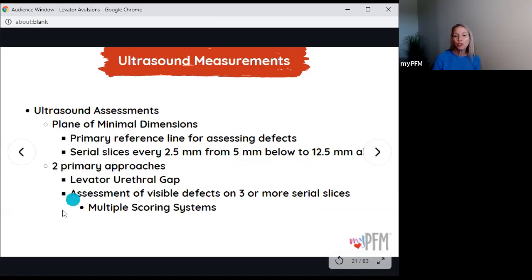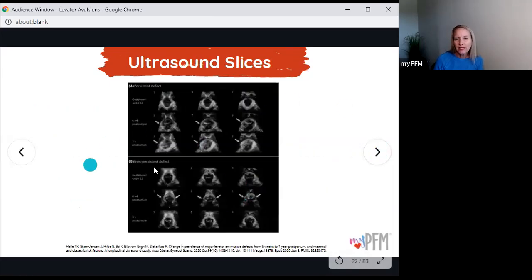Okay, and there's 2 primary approaches. So using the levator urethral gap or the assessment of visible defects on 3 or more serial slices. And then there's multiple scoring systems. So for people that are using the levator urethral gap, that's basically measuring, remember that levator hiatus and how wide it gets. So that's the levator urethral gap. So measuring how wide. So let's jump into some of the multiple scoring systems here.